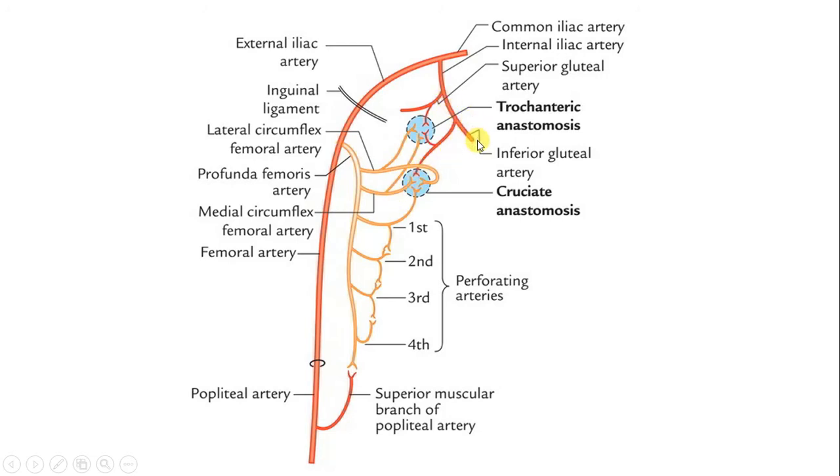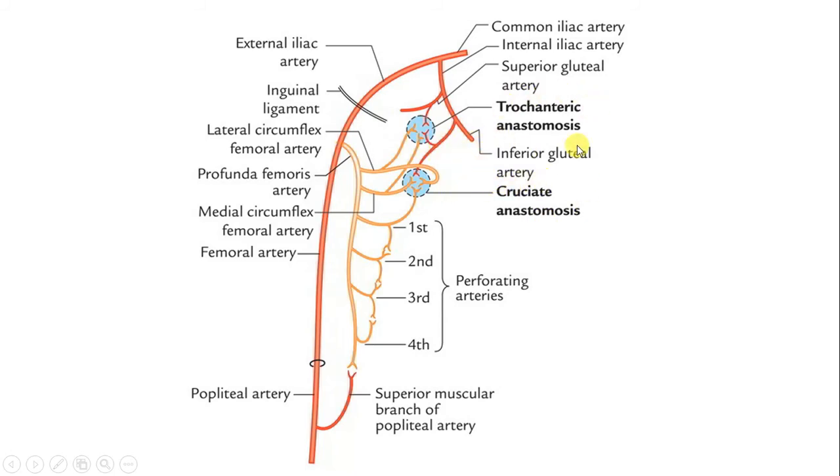If this is the internal iliac artery, and then is the branch of the internal, like the inferior gluteal artery, and here are the branches from the inferior gluteal artery, which is anastomosing here, and here is the superior gluteal artery, and from the interior branch here is the obturator artery which will originate from here. So this is the profunda femoris making the two anastomoses. If we draw this diagram, we can very easily recall the two anastomoses, trochanteric and cruciate anastomosis.